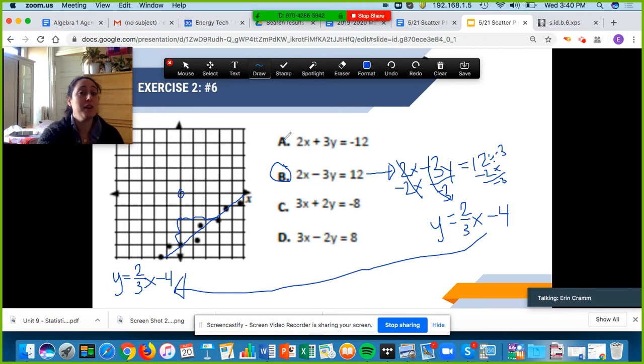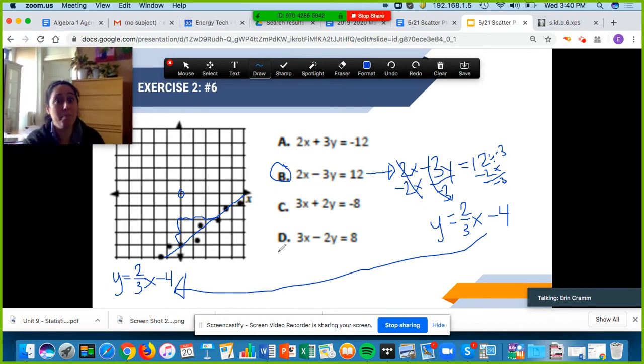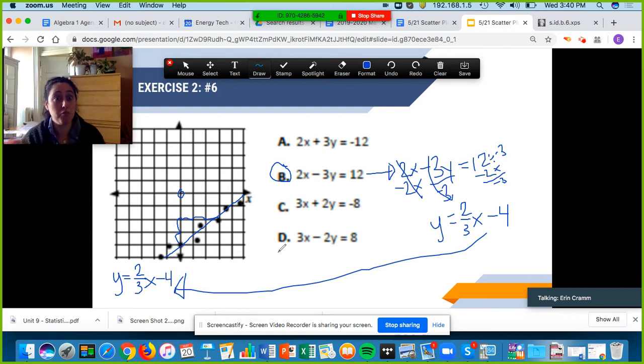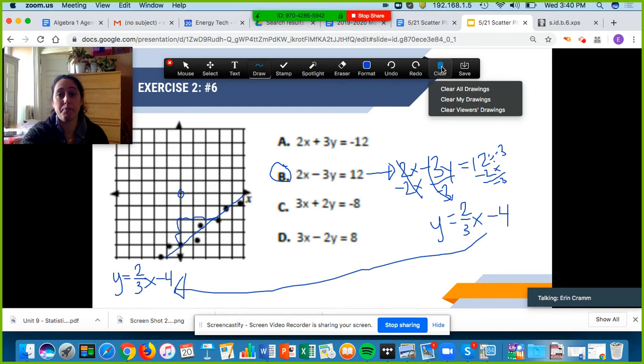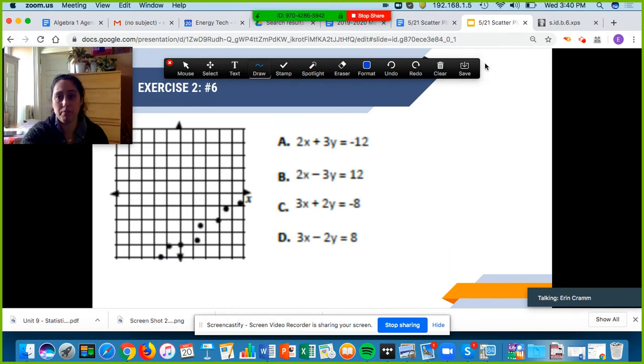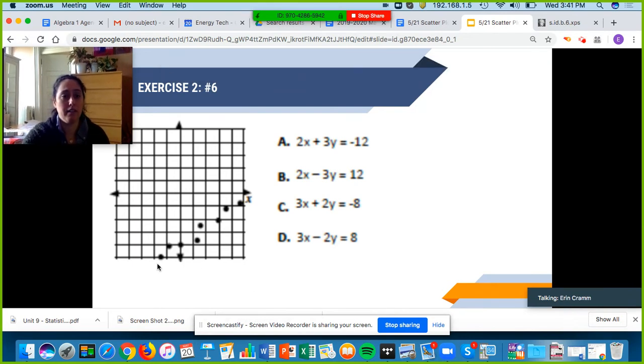Now, I would encourage you guys to try A, see why doesn't that work? What about A makes it wrong? And you'll see it if you put it into slope-intercept form. All right, so I'm going to clear that. Feel free to pause, copy, if that's what you need to do. Okay, and so now let's get out of here and go to the next one.